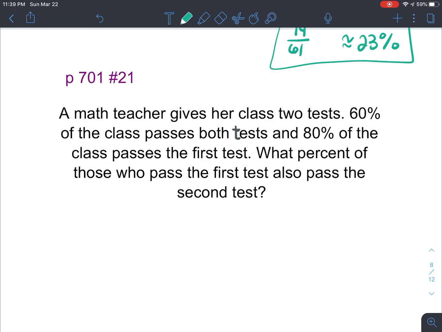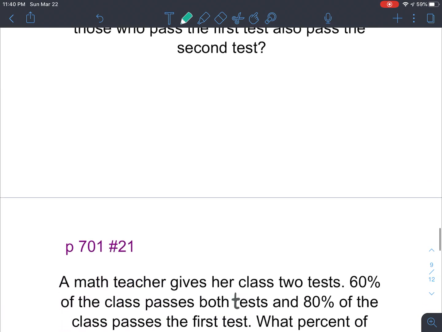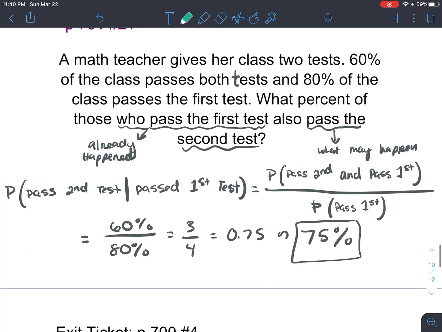So now I'm going to ask that you pause the video and try number 21 on page 701. It states that a math teacher gives her class 2 tests. 60% of the class passes both tests, and 80% of the class passes the first test. What percent of those who pass the first test also pass the second test? So I'm asking you here to write a probability statement and to use the formula to find the probability. When you are done, unpause and I can show you the answer.